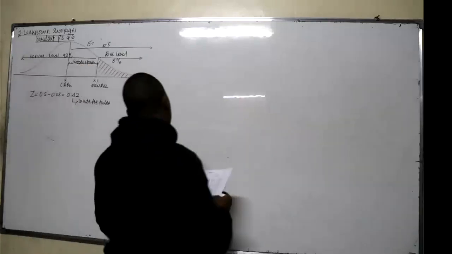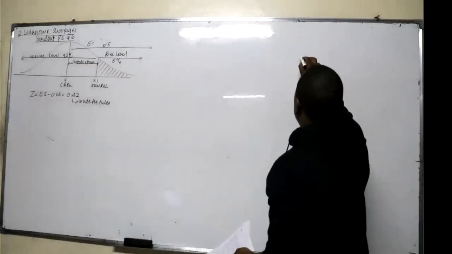Can you go to your past paper? There is the normal distribution table there. Look for the normal distribution table. Can you go to May 2014? On the last page, there is a normal distribution curve. I want to show how to read that normal distribution curve.